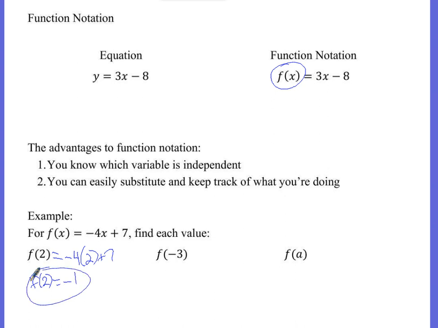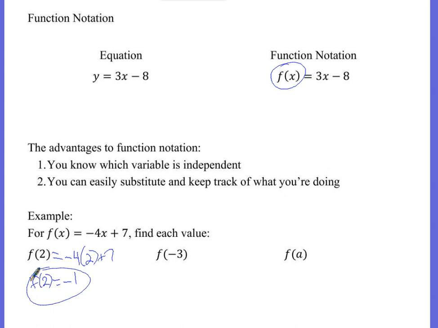That's my answer. Remember that f of x is just a name. We're not going to solve for f. We're not doing anything to it except for substituting in that 2. And then that tells me what to do to the actual equation.